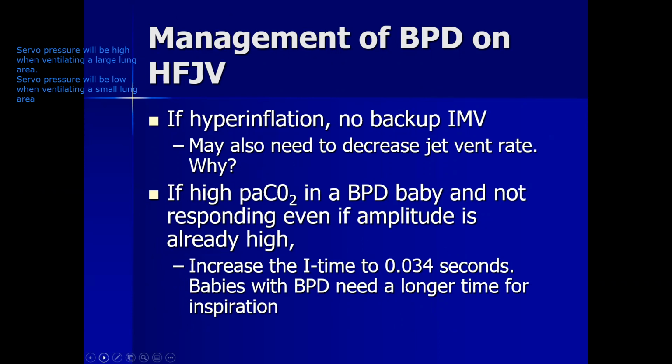This is getting into nitty-gritty details. A baby that has BPD, they do well on the jet vent, but there's some changes that they realize they have to make if they put a BPD baby on the jet vent. They'll use a slower jet vent rate. They'll give them a higher I time. So instead of the 0.02 seconds, they'll crank up the I time to 0.034 seconds.